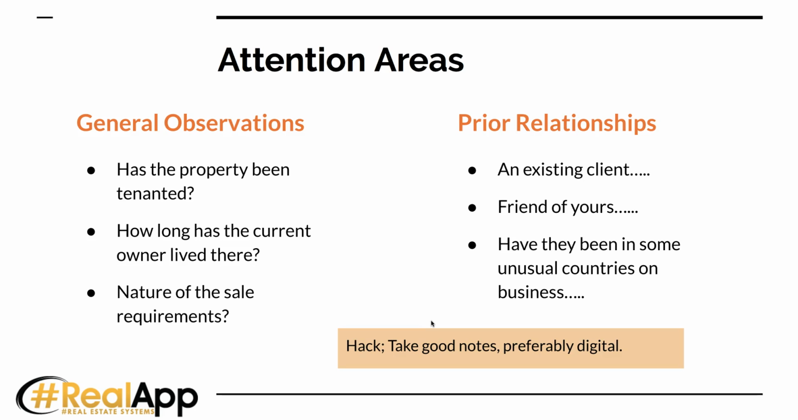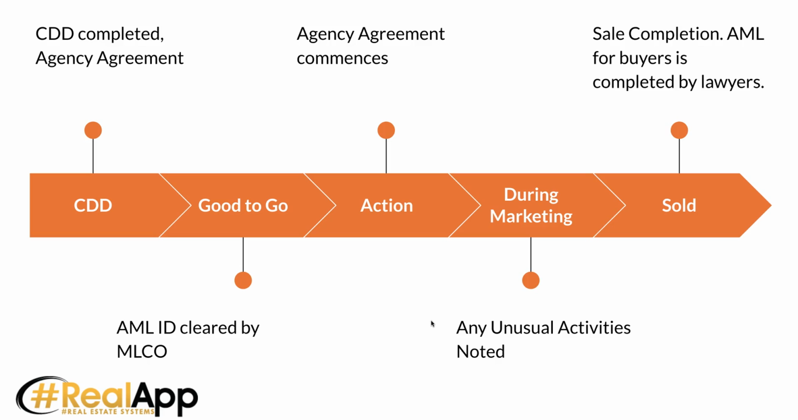Make sure you take plenty of notes, and preferably digital ones, because if they're not digital, it becomes discretionary and the accuracy is not always there. If you're investigated at a time down the track and you don't have good notes, you're not going to look good, that I promise you. In summary, when CDD has been completed, you can proceed to do the agency agreement, and then you're pretty much good to go.